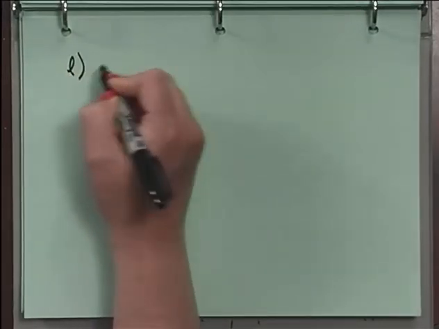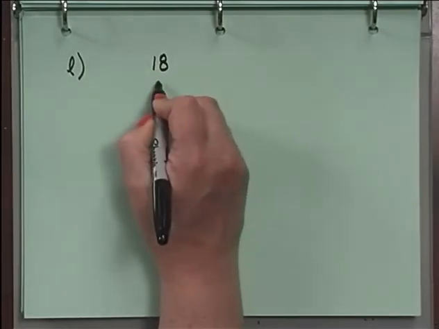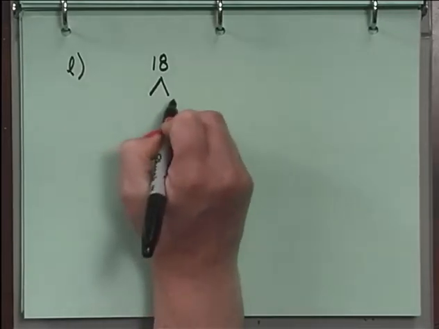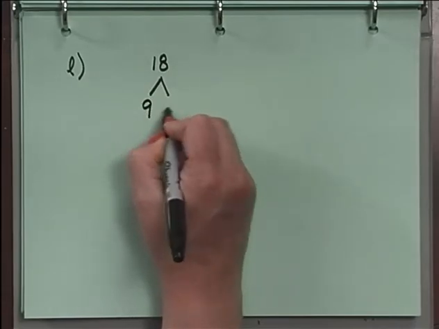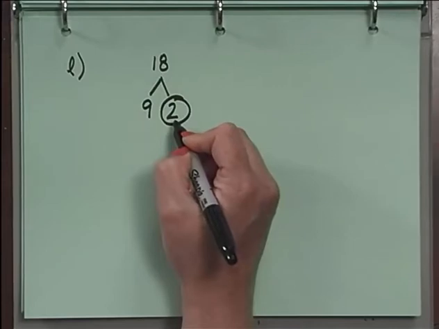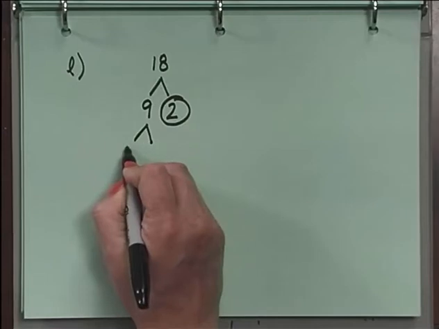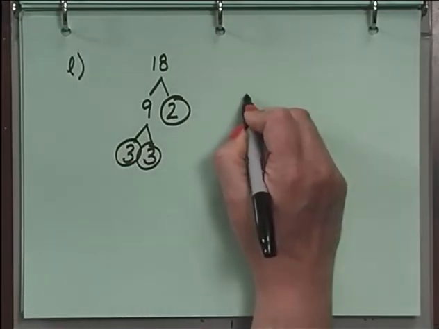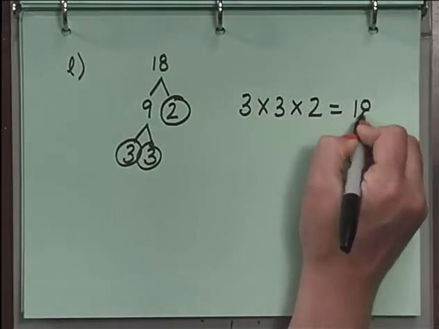In problem L, you have the number 18. So what I want to do is find a pair of numbers other than 1, I don't want to use 1 whenever I do this, that multiply to give me 18. Well, 9 times 2 is 18. 2 is a prime number. 2 can only be found by multiplying 2 times 1. So I circle it, I'm going to leave it alone. 9 is 3 times 3. Both of these are prime. So I can say then that 3 times 3 times 2 is going to equal 18.